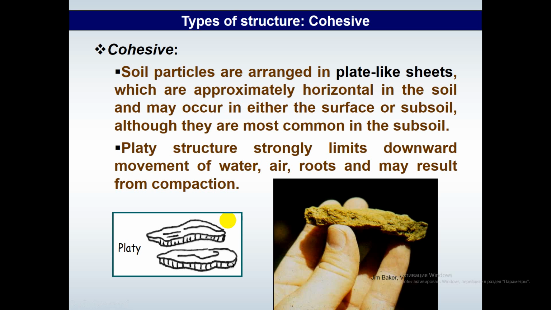The range of moisture content over which the soil remains in the plastic condition is defined as the plasticity index and is calculated from the formula: plasticity index equals liquid limit minus plastic limit.